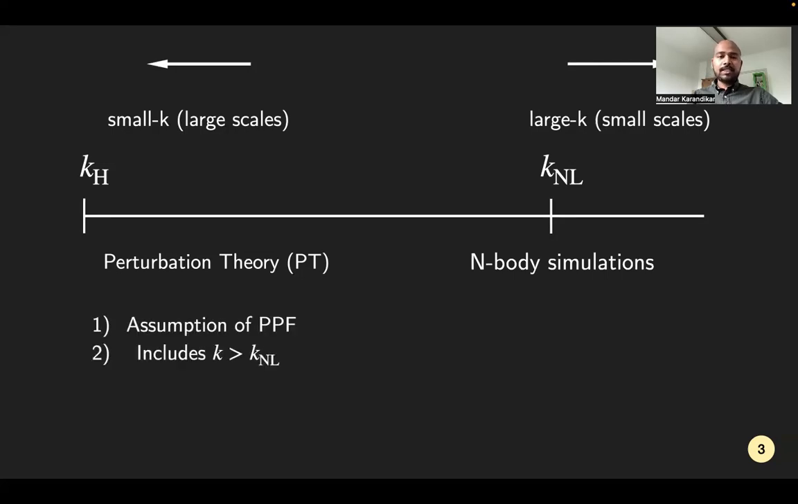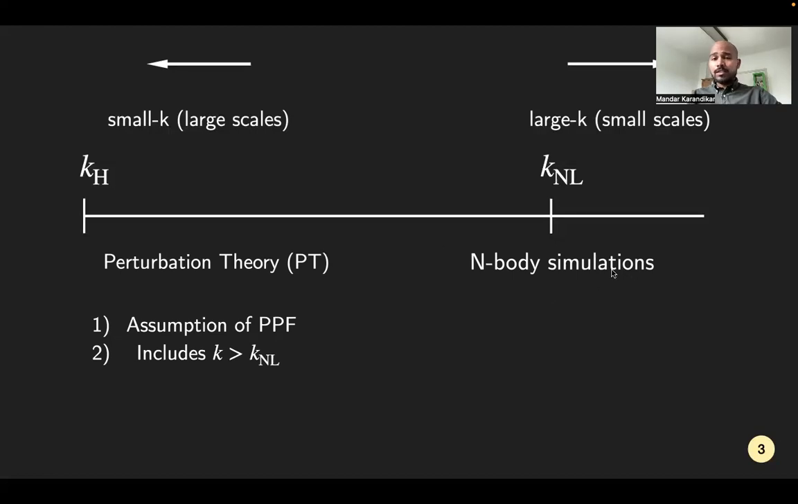PT, for example, treats the dark matter fluid as pressureless and without viscosity, a pressureless perfect fluid, which obviously breaks down at shell crossing, where different streams of matter cross each other. And PT by construction does include modes which are larger than the nonlinear scale. This is, of course, not correct because these modes are non-perturbative at late times.